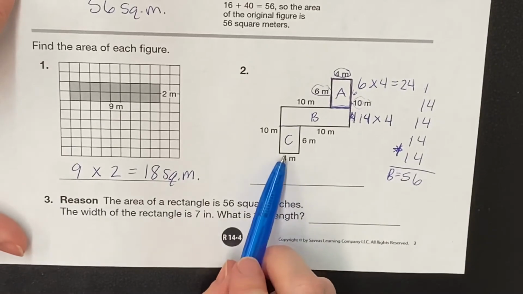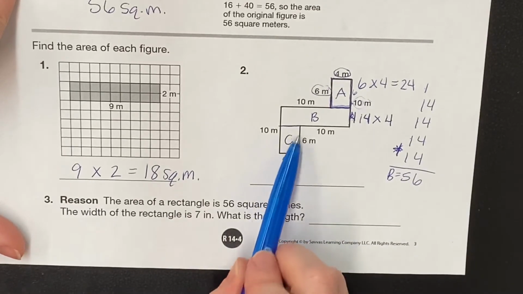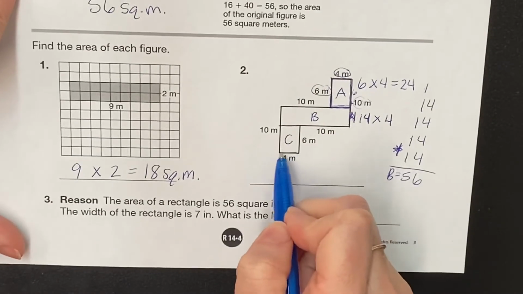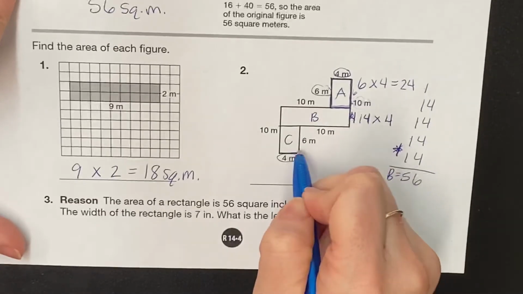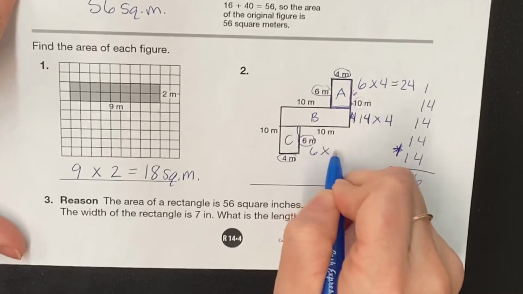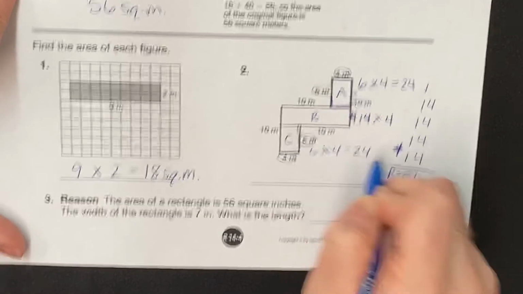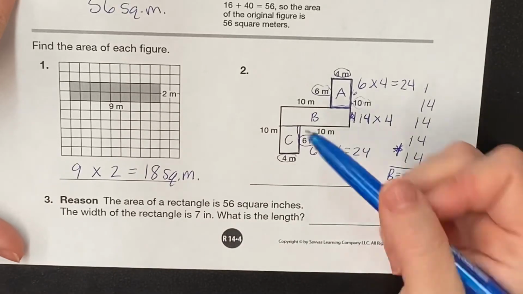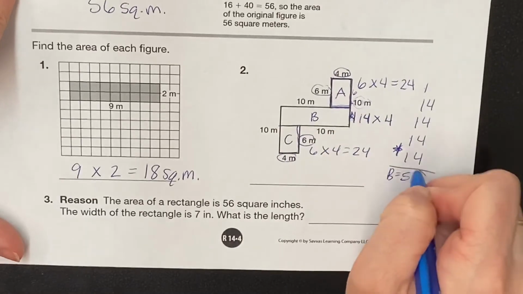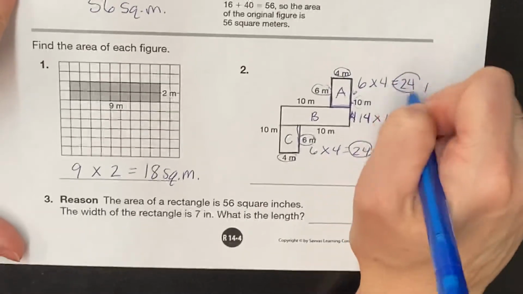Then I have C. It looks like C is about the same size as A, so let's look at that. The width looks like it's 4, and the length is 6, just like shape A. So I'm going to take 6 times 4 and get 24. Now to figure out the area of all 3 shapes, I'm going to have to add them all together.